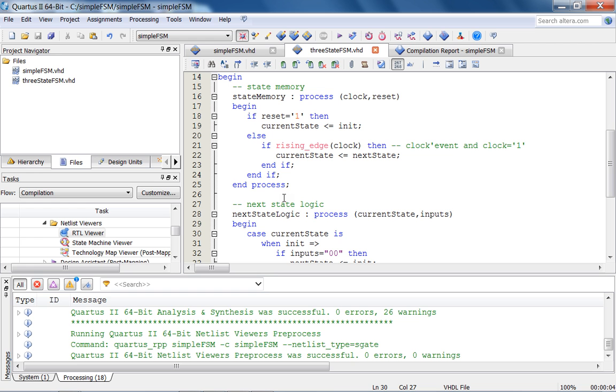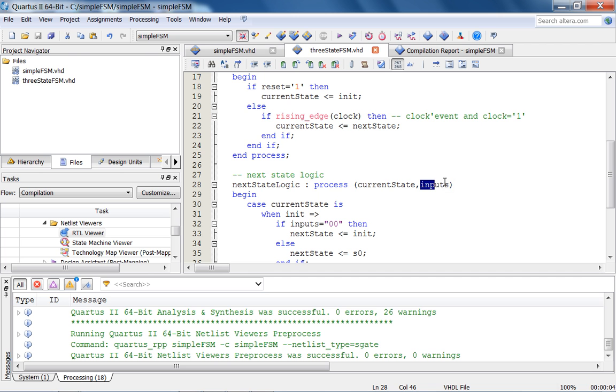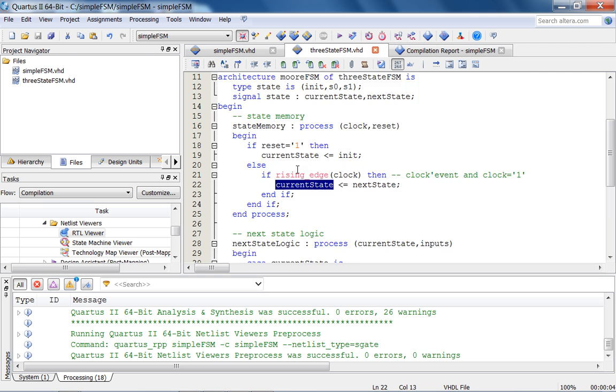That's point number one. Point number two I want to make is only this process is synchronous because there's a rising edge. This one is asynchronous. You could say, hey, Bart, wait a minute, a process triggers whenever the signals in the sensitivity list change. You could say, but current state is synchronous. Yes, you're right. However, inputs are not synchronous, so this process is actually asynchronous. That's fine. Our only synchronous transition here is the current state, and that's what we want. That's the definition of a finite state machine.